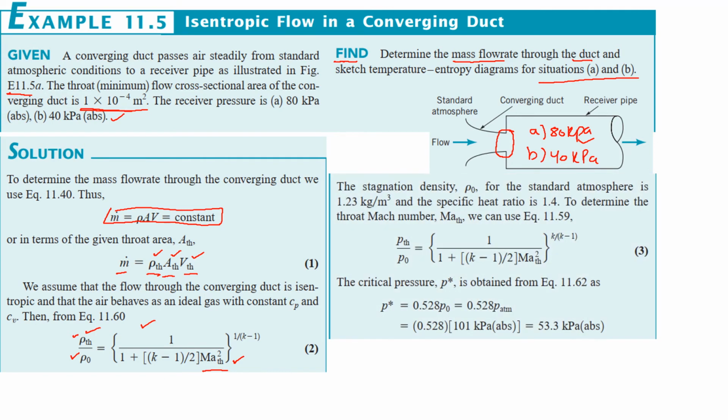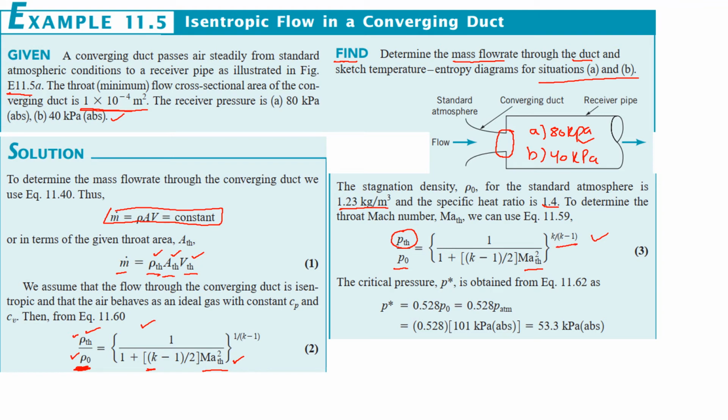So moving further, the stagnation density for standard atmosphere is 1.23 kilogram per meter cube. That is the stagnation density that can be read from the table given at the end of your book, and the specific heat ratio is 1.4, that is this K. So K is also 1.4 for air. To determine the throat Mach number, we can use equation 11.59, but here also the throat pressure is unknown, the Mach number is unknown, the stagnation pressure can be read from the table, the value of K can be put 1.4.